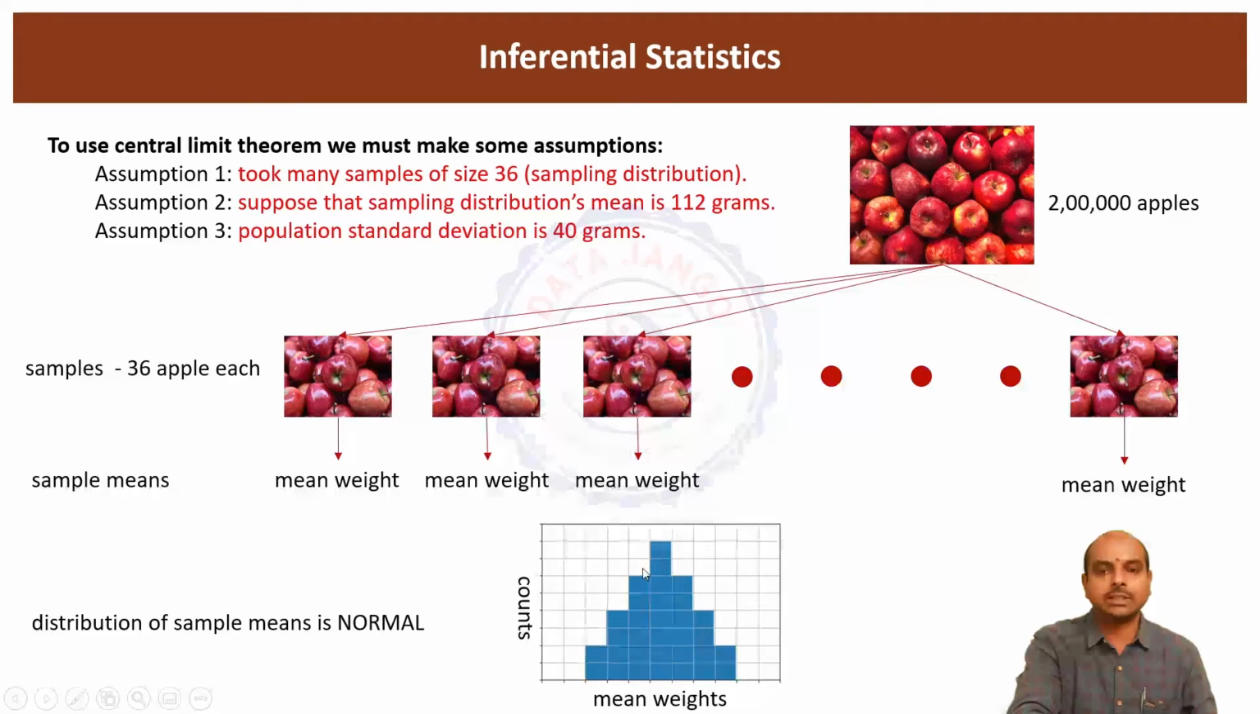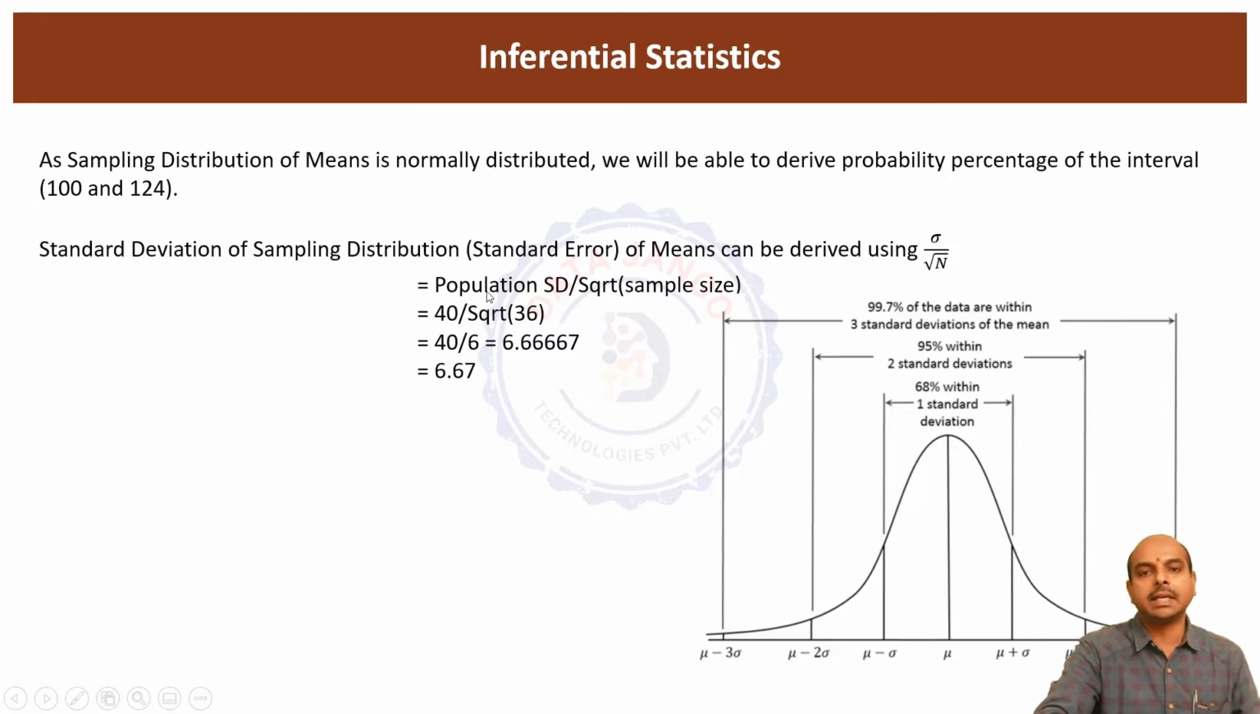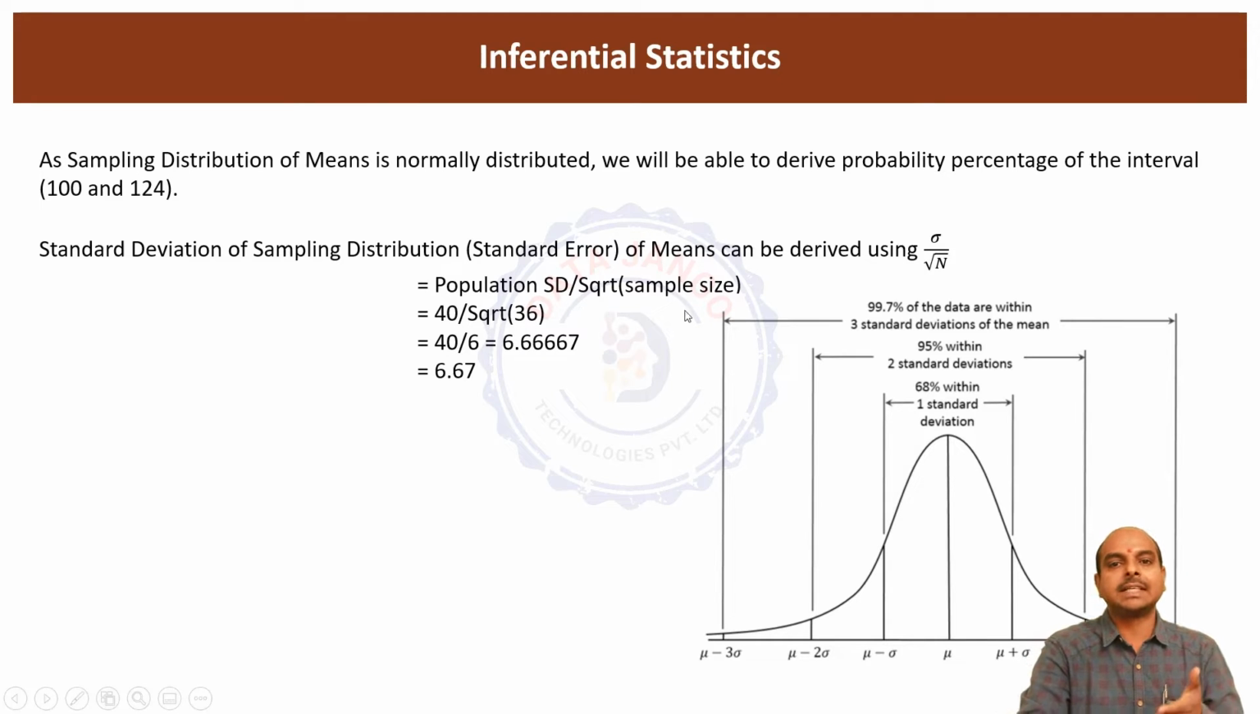So our goal is to find out the standard deviation of all these sampling distributions, which is nothing but the standard error. Let us see how to calculate standard error. The formula is the population standard deviation divided by the square root of the sample size. The population standard deviation, we have assumed, is 40, and the sample size is 36, so the square root of 36. So the standard deviation of the sampling distribution means is 6.67, which is the standard error.